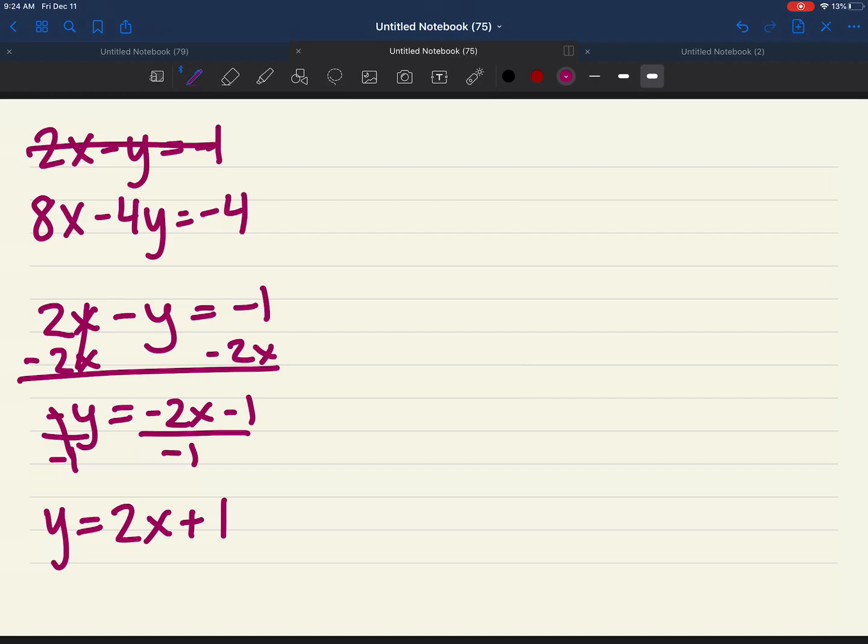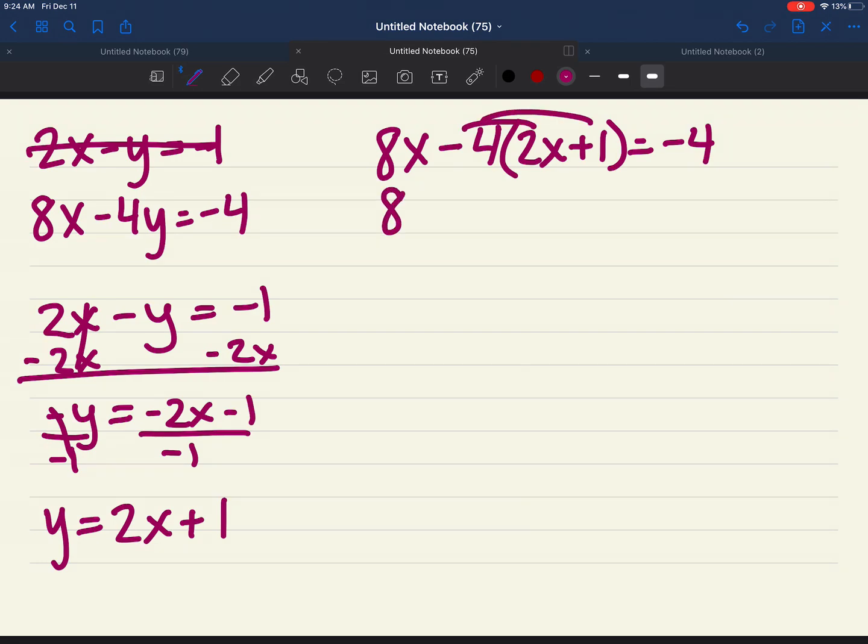Okay, so now that I have y is equal to 2x plus 1, what do I do with 2x plus 1? Plug it into y. Okay, so I substitute 2x plus 1 for y in my other equation. What would that give you? 8x minus 4, and then parentheses 2x plus 1, equals negative 4. Okay.